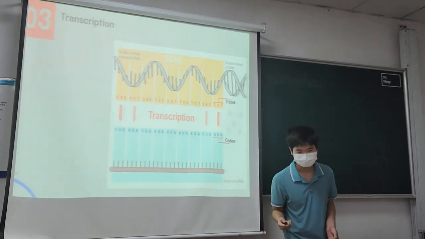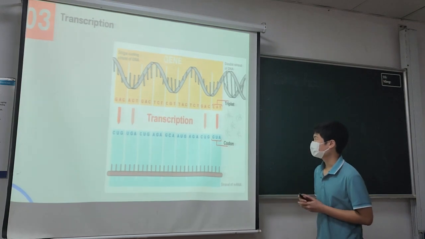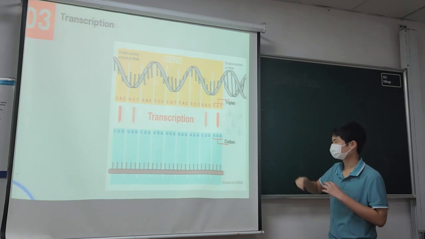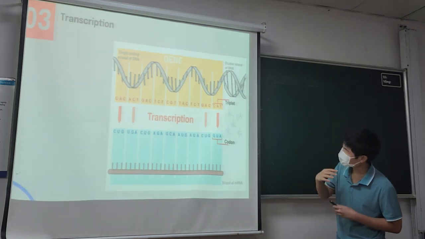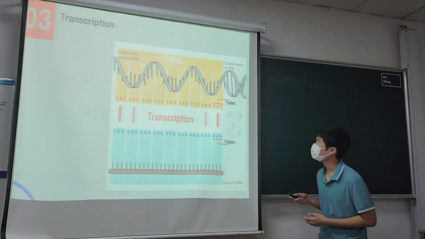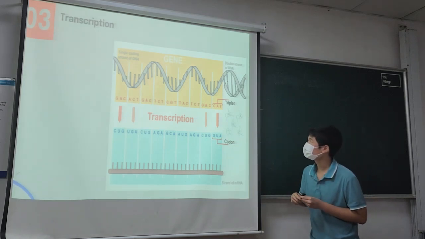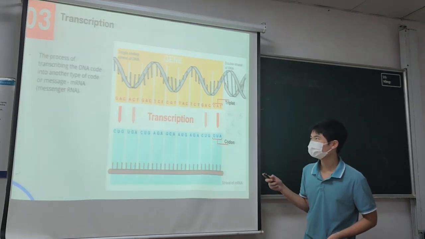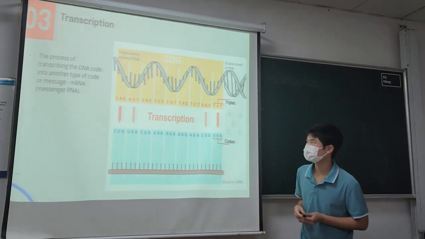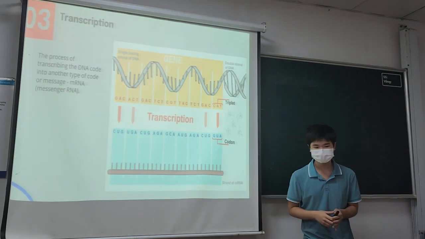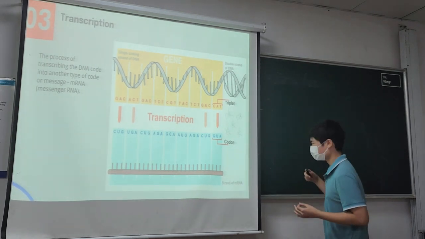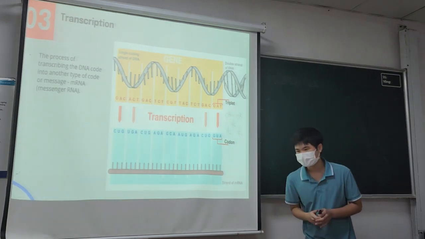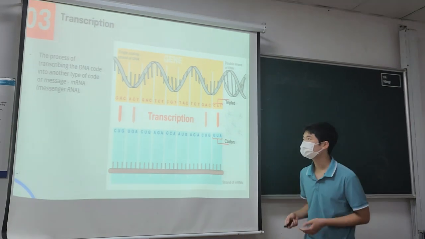Okay, this is the process of transcription, and as you can see, the double helix shape in the gene becomes a straight line, and it will help to transfer the DNA code into another type of code or message called mRNA, or messenger RNA.